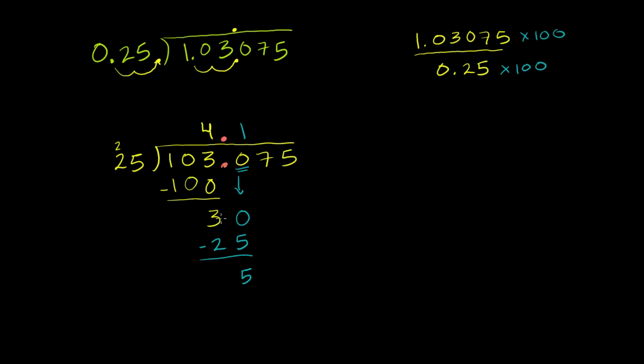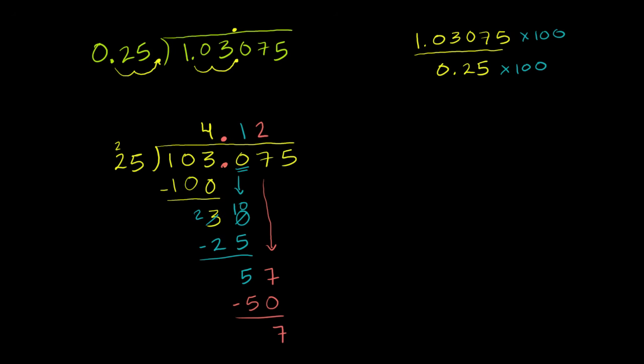I mean, we could do all of this borrowing business or regrouping. This can become a 10. This becomes a 2. 10 minus 5 is 5. 2 minus 2 is nothing. But anyway, 30 minus 25 is 5. Now we can bring down this 7. 25 goes into 57 two times, right? 2 times 25 is 50. And now we subtract again. 57 minus 50 is 7.